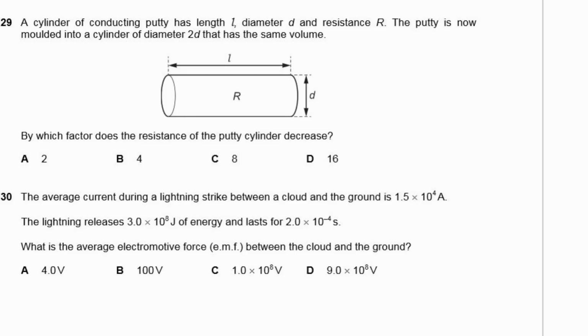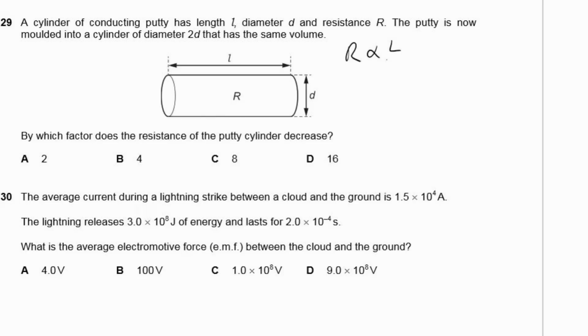Oh, here we go. Not 28, 29. A cylinder of conducting putty has length L, diameter D, and resistance R. This putty is now molded into a cylinder of diameter 2D that has the same volume. This question is a beast. It's a bit of fun, don't get me wrong, but whoa. Okay, so let's begin at the beginning.